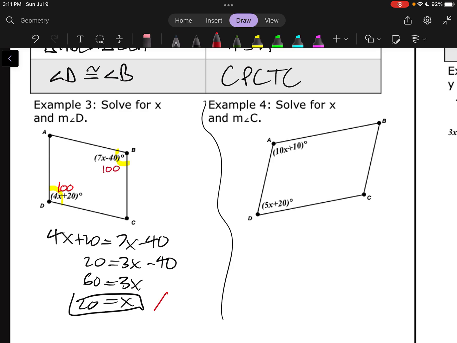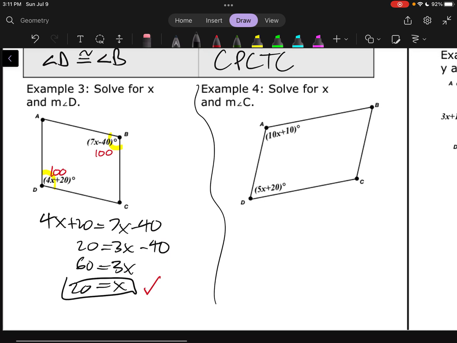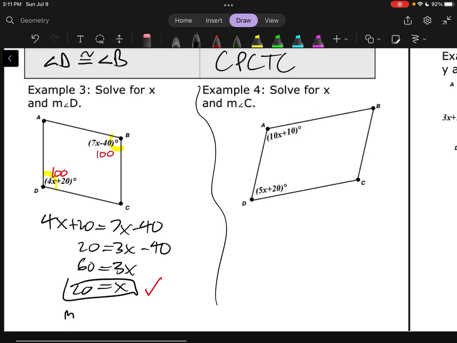So I'm going to give myself a check. I checked my work there. It did show that those were the same. And then I'll say that the measure of angle D is equal to 100 degrees.